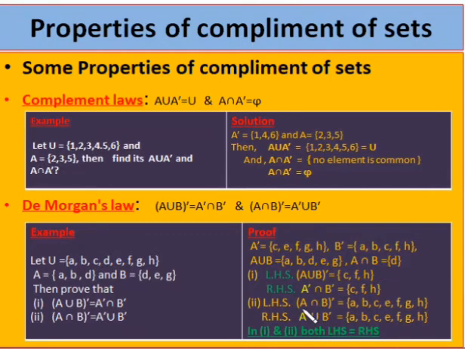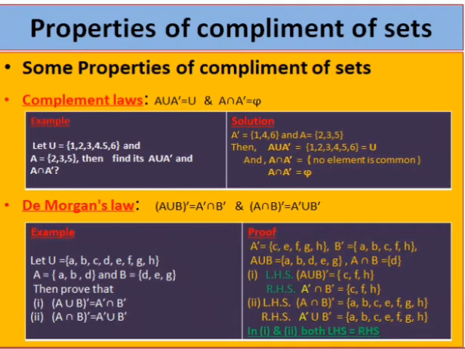Now the next one is (A intersection B) complement. A intersection B is D. Its complement is obtained by removing D from U: A, B, C, E, F, G, H. And the union of A complement and B complement is also A, B, C, E, F, G, H. We observe that in both cases LHS is equal to RHS, so De Morgan's law is verified.